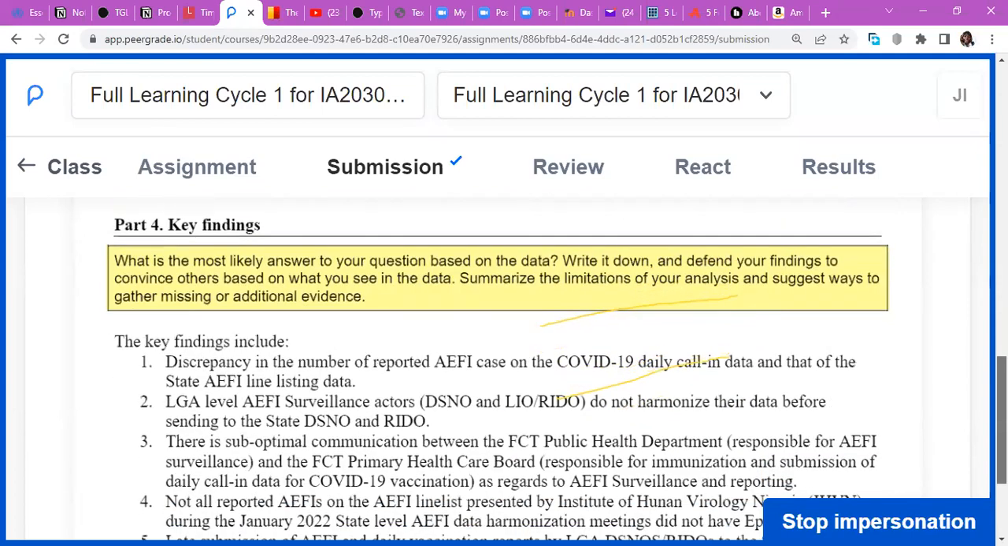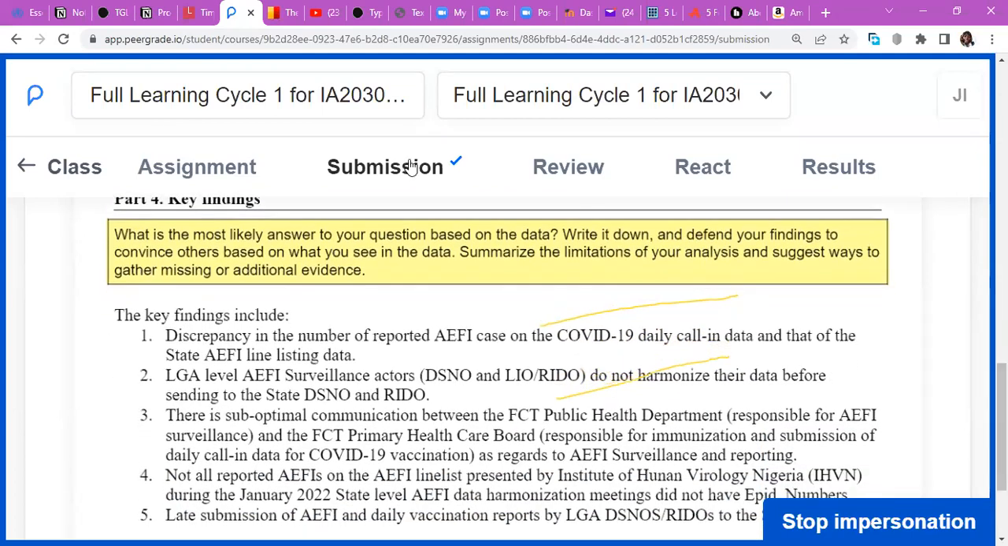When you say LGA level AEFI surveillance actors do not harmonize their data before sending, do you know why they don't do that? Is it because there is no mechanism in place, or they work independently? What, according to you, is the problem of not harmonizing data before sending them to the state?